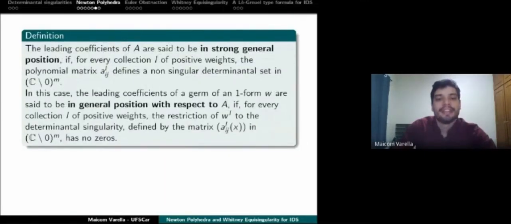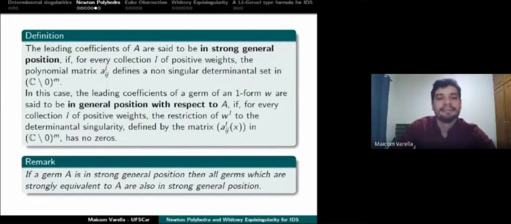And the leading coefficients of A are said to be in strong general position if for every collection L of positive weights, the polynomial matrix Aijl defines a non-singular determinantal set on C^m minus 0. In this case, the leading coefficients of a gem of a one-form omega are said to be in general position with respect to A if for every collection L of positive weights, the restriction of omega L to the determinantal singularity defined by this matrix has no zeros. And if a gem A is in strong general position, then all gems which are strongly equivalent to A are also in strong general position.